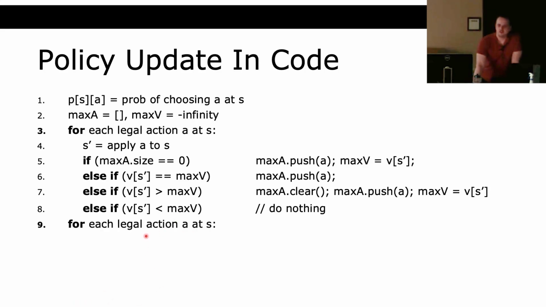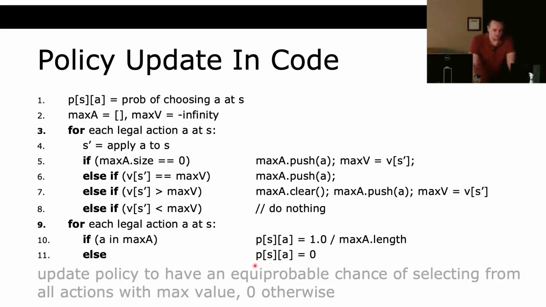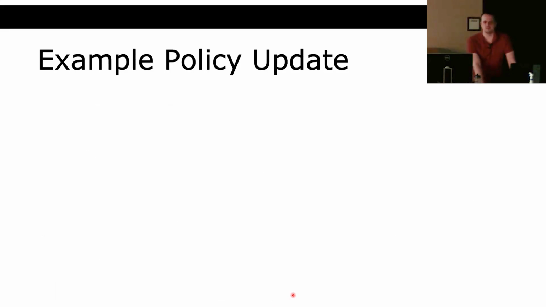And then we actually have to update the probabilities in our policy array. So for each action A at S, if A is in this maximum array, then the probability of taking that action should be 1 divided by the number of maximums, right? And otherwise, if it's not, then the probability is 0. And I'll show an example of this in a second. And so you update the policy to have an equiprobable chance of selecting from all actions with max value and 0 otherwise. All right, the example I think makes this very clear.